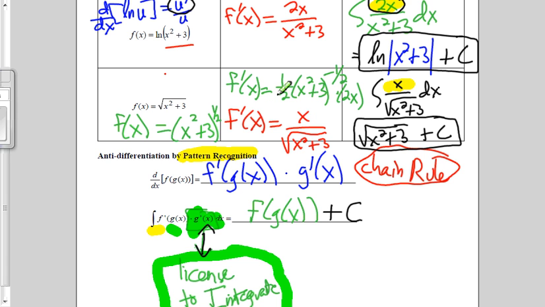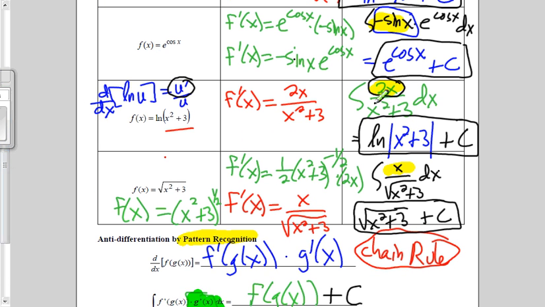Okay, that was there, but it canceled out with the 1/2. So that exists, and I can multiply by 2, divide by 2, all that good stuff. At least that allows me to do that, and that's more later on. Here, what's my inside function? The x squared plus 3. What's the derivative? That's the 2x.